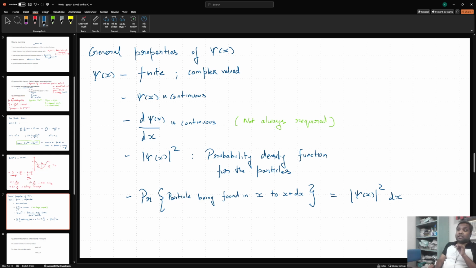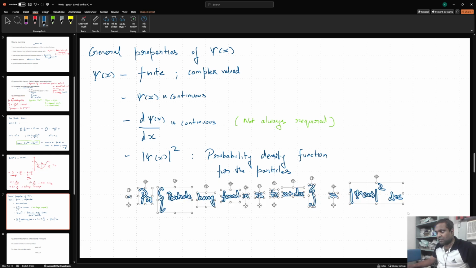Remember that this quantity itself is not the probability. This is merely a density function. If I need to find the probability of the particle being between 2 points A and B, then I will need to perform the integral. So I will need to integrate this quantity between these limits. If this is not clear, can I make this slightly smaller? Because I will get some more space.